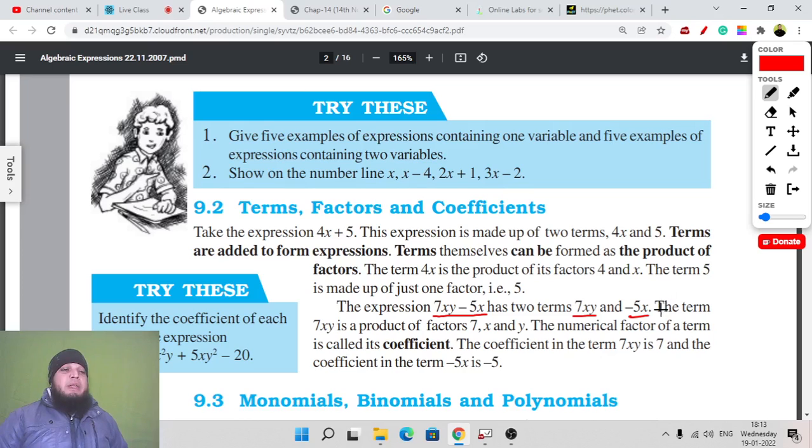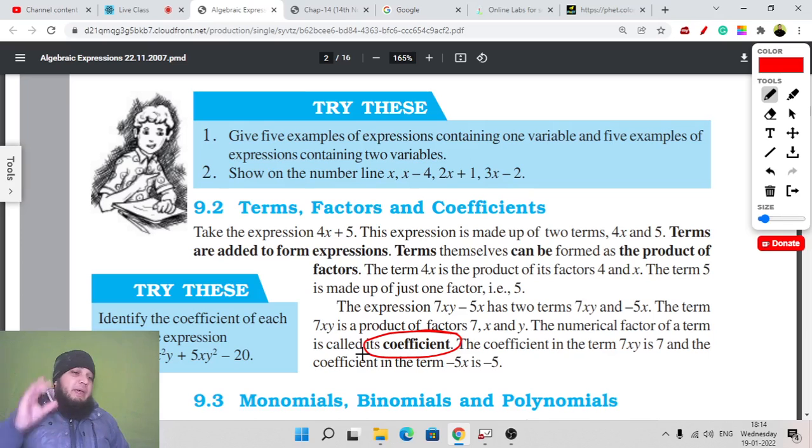Okay. Now the term 7xy is a product of 7x and y. Because when this 7 is multiplied with x and then with y, it gives you 7xy. And the numerical factor of a term is termed as what? Coefficient, as I told you. It's telling you the same thing that I have told you.